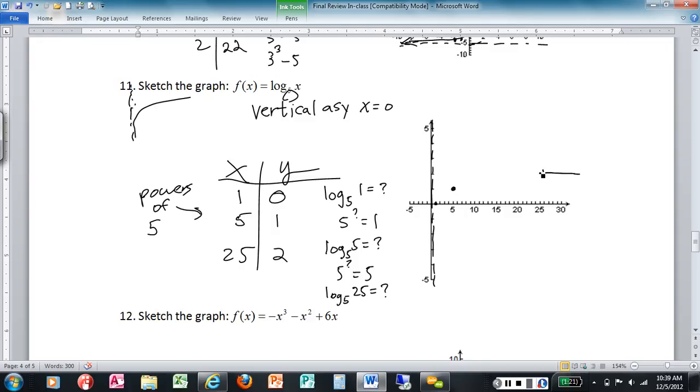Yeah, and so there you go. There's your shape. And then again, remember, you've got a vertical asymptote there at x equals 0. Okay? All right, then. Last but not least.